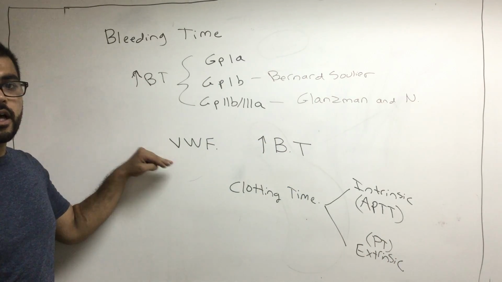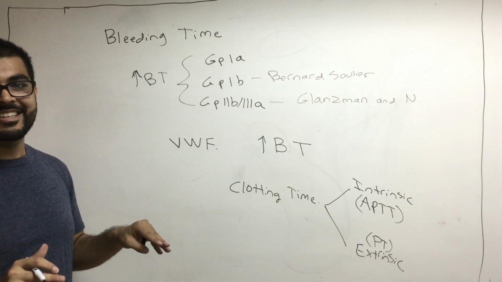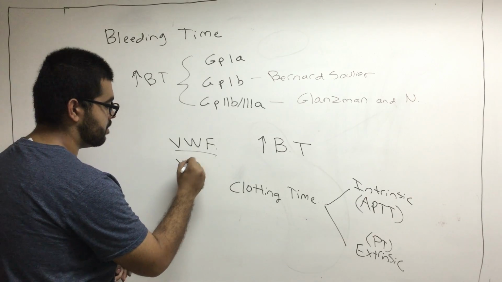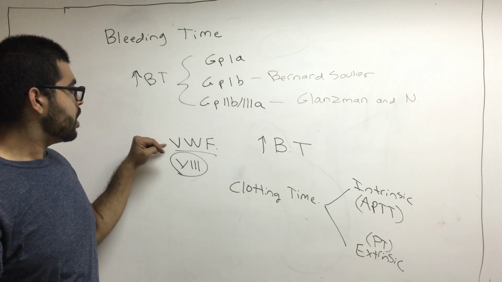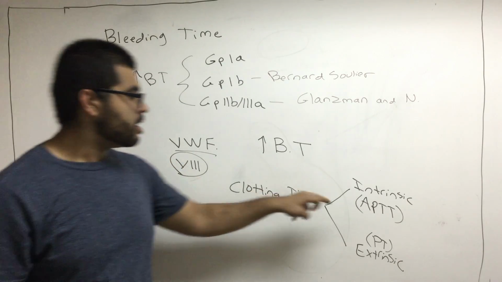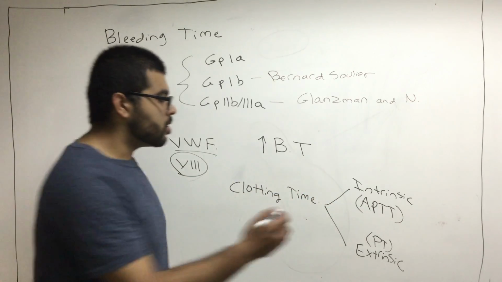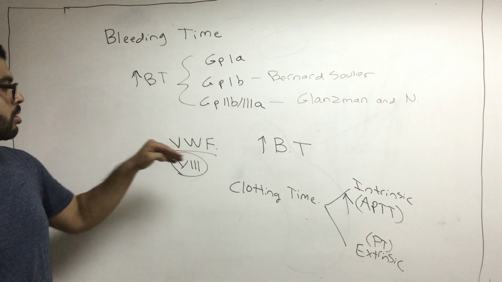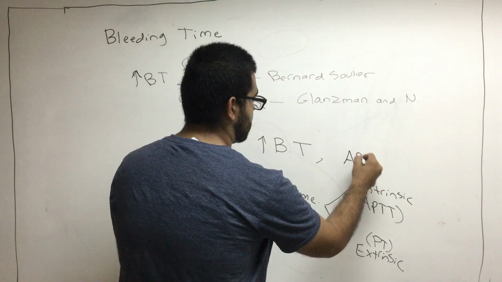The main thing about von Willebrand factor is that it carries factor 8 with it. So if you have von Willebrand deficiency, you also have factor 8 deficiency. So which pathway is factor 8 part of, intrinsic or extrinsic? That's going to be your intrinsic. So your APTT will also go up and your PT will be normal. That's the key thing. So in von Willebrand factor deficiency, bleeding time goes up, and so does your APTT.